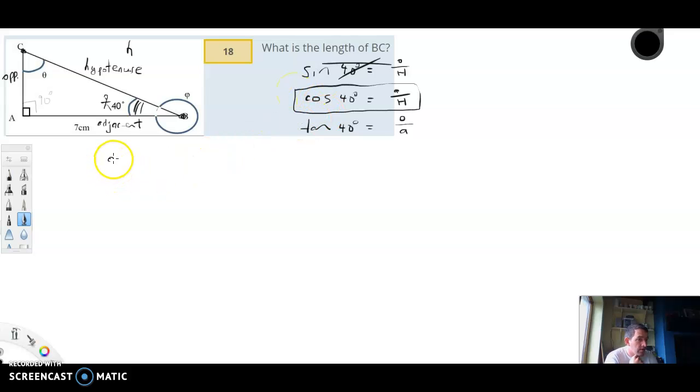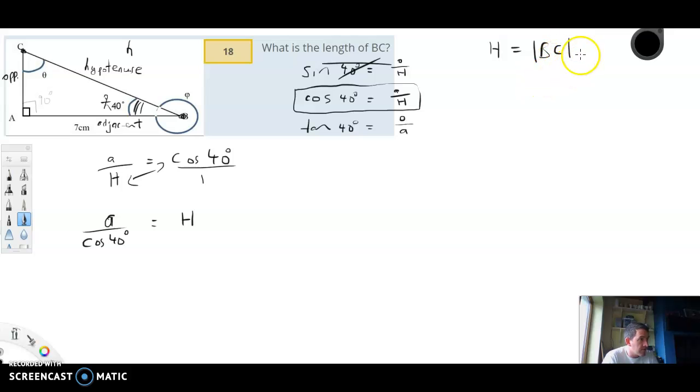So we can set up A over H equals cos 40 degrees. Now H is what we're looking for. Cos 40 over 1, if you like. We want H on its own, so we can kind of cross multiply. We can swap the H and cos 40 when all the algebra is done, so we get A over cos 40 degrees equals H. That's what we're looking for, the length. H is the length between B and C. That's a fancy way of saying the length there. We're looking for that.